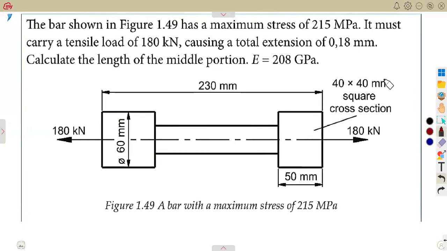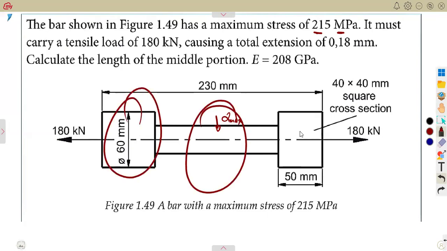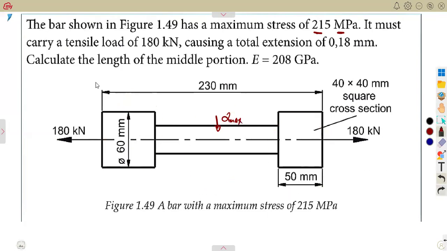Same as what we're given on this question, the bar shown in Fig 1.59. Here's a maximum stress. So the maximum stress is 215 megapascal. Where does it occur? Where we have got a smaller section in terms of the presentation. This is where we have got the smaller section. So the maximum stress is going to affect the middle part here. That's where our maximum stress is going to be. Remember, there are three sections. This section, this section, this section.